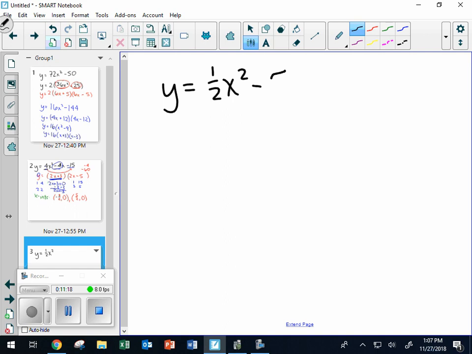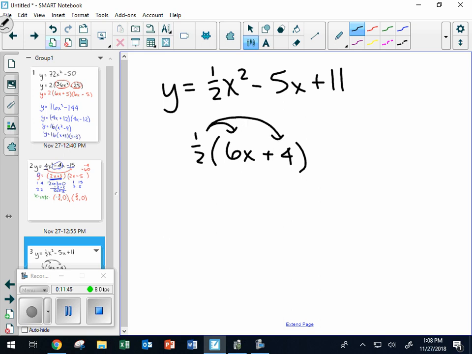And please be careful with this problem, because this is the first time you've probably ever had to factor out a fraction. For example, if I had 6x plus 4 and I had factored out a half, and I distributed it back in, are these individual numbers going to get bigger or smaller? They're going to get smaller when I factor this back in. So this would end up being 3x plus 2 if I factor the 1/2 back in.